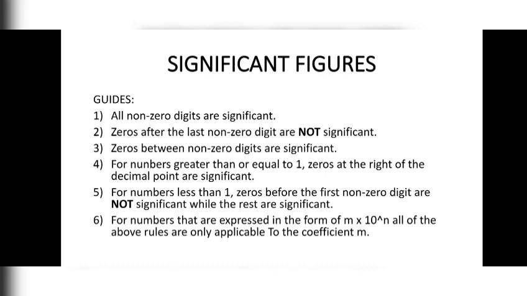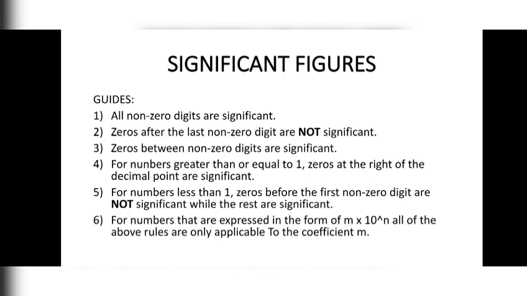Significant figures has 6 guides. For the first one, all non-zero digits are significant. Number 2, zeros after the last non-zero digit are not significant. For 3, zeros between non-zero digits are significant. Number 4, for numbers greater than or equal to 1, zeros at the right of the decimal point are significant.